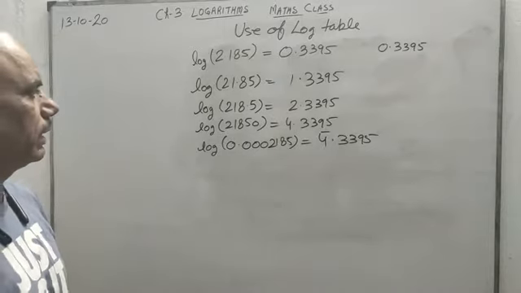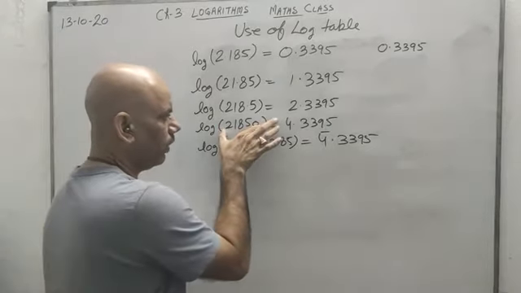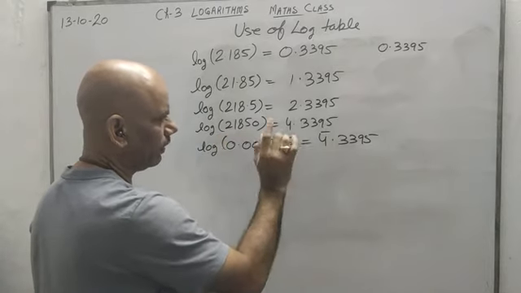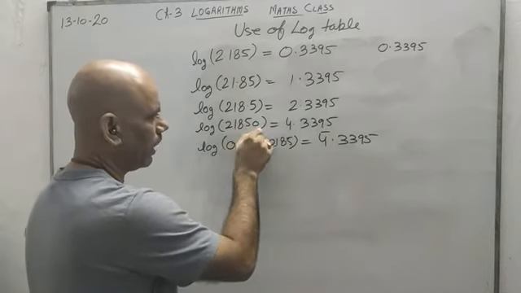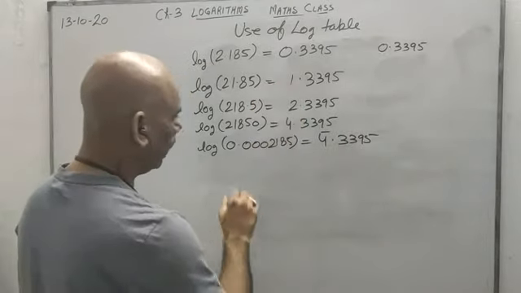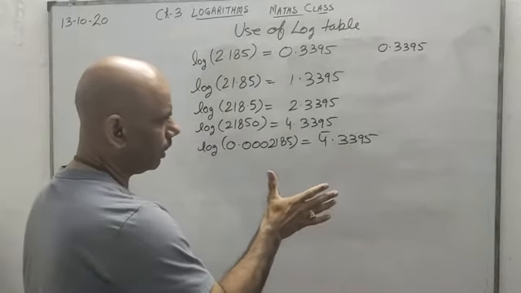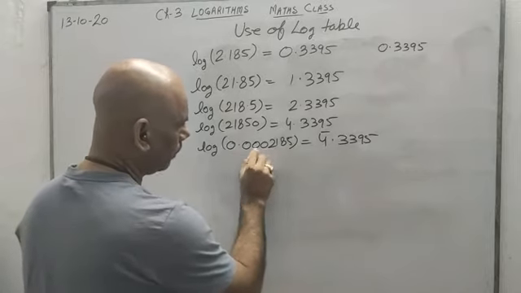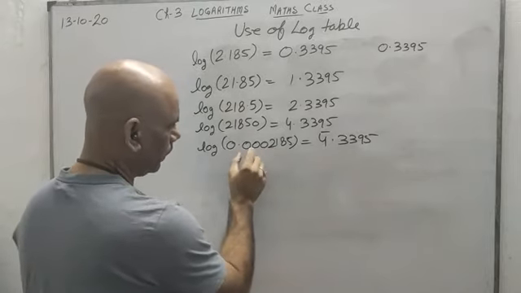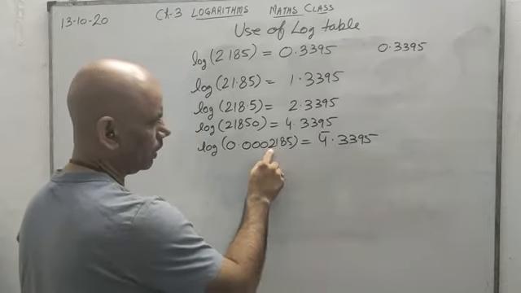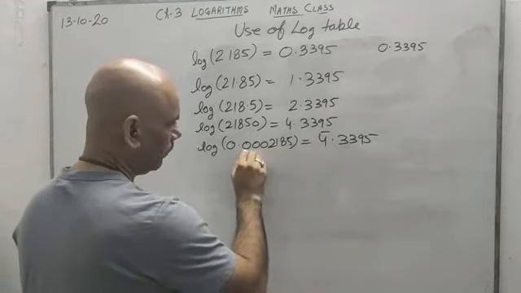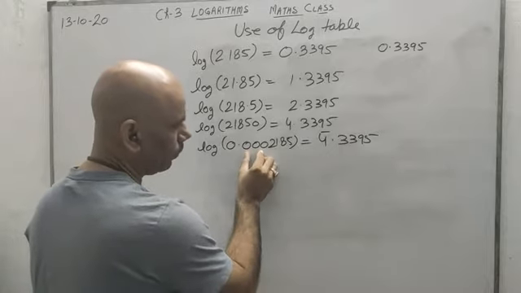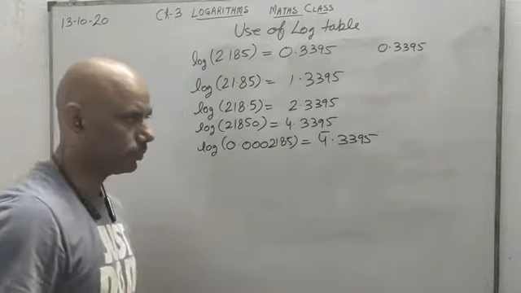How to calculate characteristic? If the number is more than 1, simply subtract 1 from the number of digits, and that will be the characteristic. 1, 2, 3, 4, 5, 5 became 4. Similarly, if the number is less than 1, then I will calculate the number of zeros between the decimal and the first non-zero digit. So if it is 3, 3 plus 1 will be 4, and 4 bar will be this.